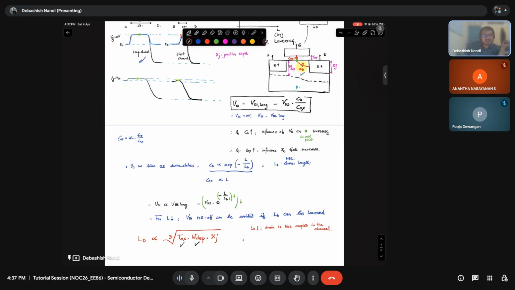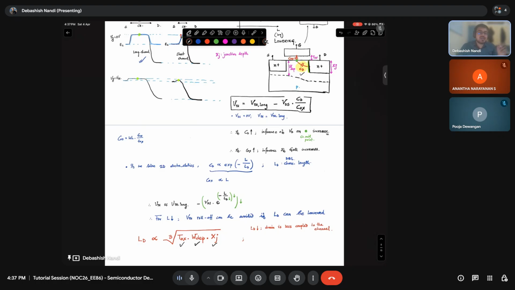What about XJ? So this capacitance's area is dependent on XJ. This XJ is one plate of the CD, right? So the area of the plate depends on XJ. So if XJ reduces, CD also reduces. If CD reduces, 1 by SCD increases. That means drain influence also reduces. So this also makes sense.